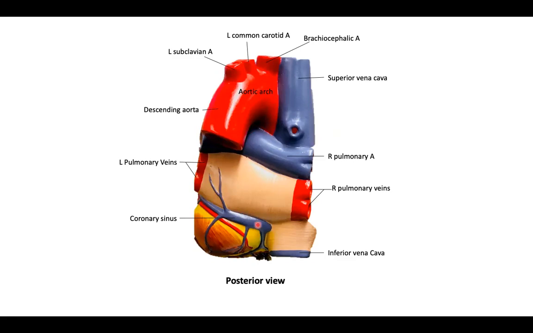The other one that I haven't mentioned to you is the largest coronary vein we have in the posterior aspect of the heart. It is this one right here, which actually empties into the right atrium, and this is referred to as the coronary sinus.